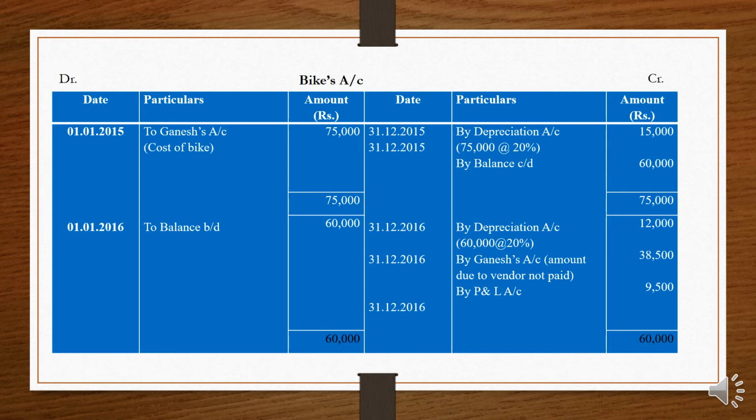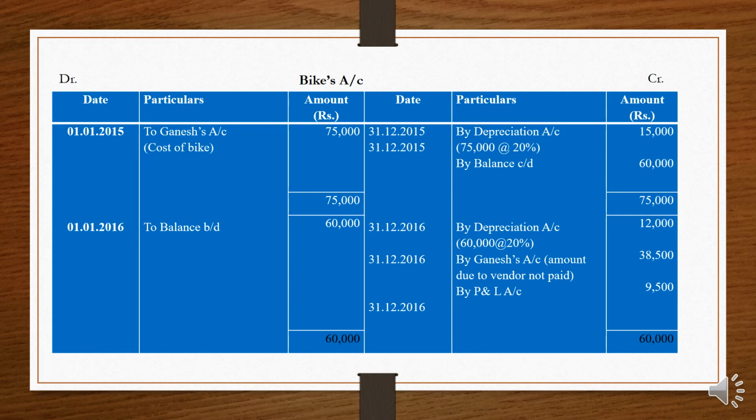Now since the asset is taken over by the hire seller, his account is to be closed, and for that we had passed a journal entry in the previous ledger account. So now we have to bring that journal entry here. The journal entry which was passed there was Ganesh account debtor to bikes account. So here we are going to bring that.